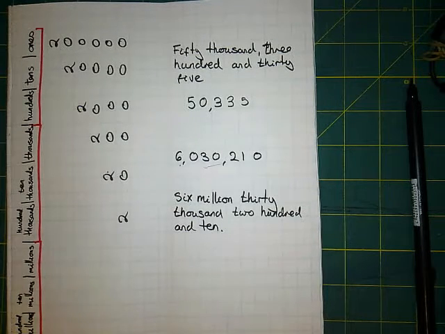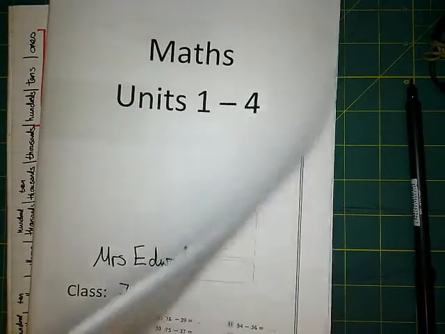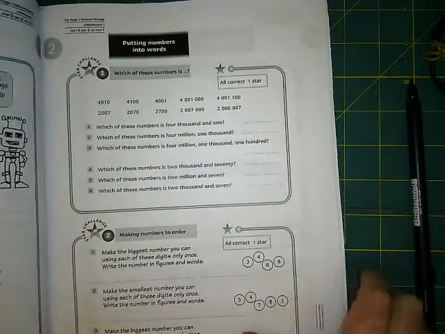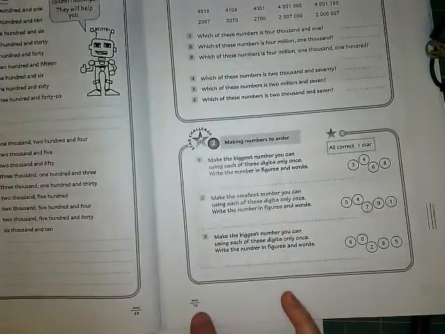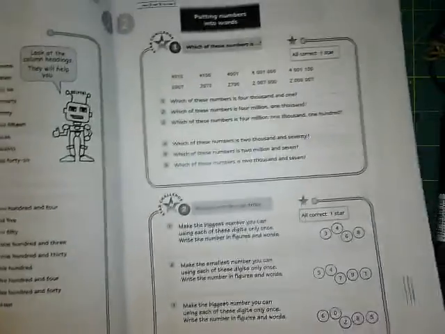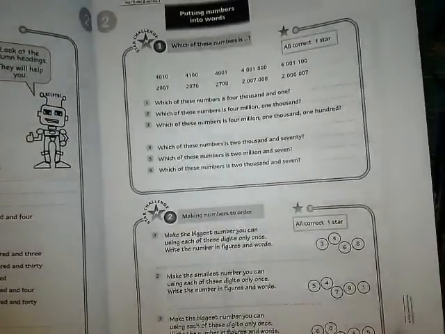And now it is time for your workbook. And we are going to be working on Unit 2 now. So pages 69 and 70. And you're going to have a go at these exercises.